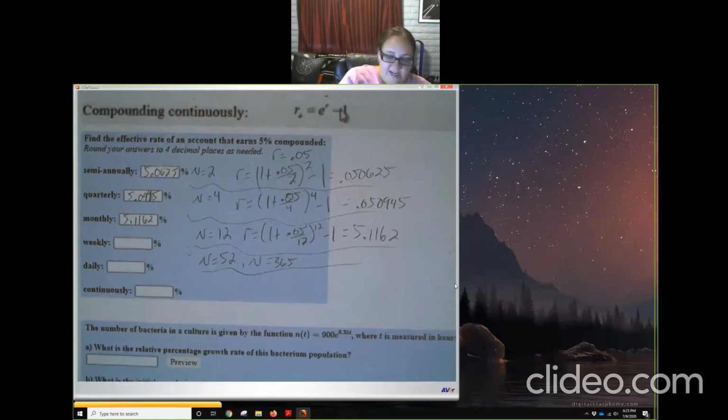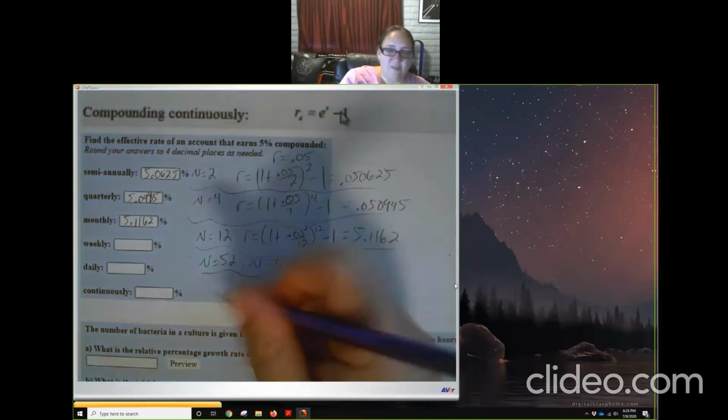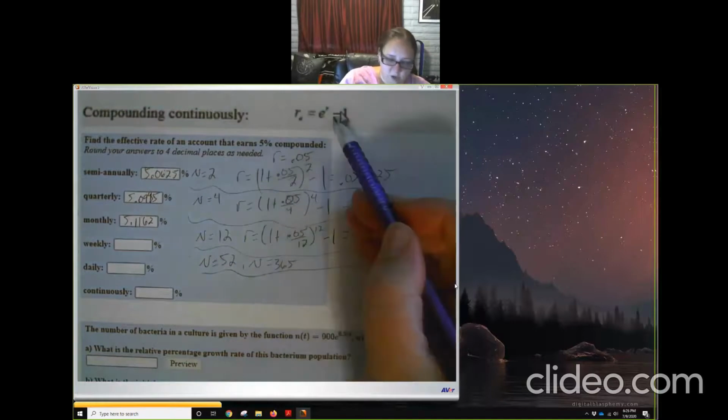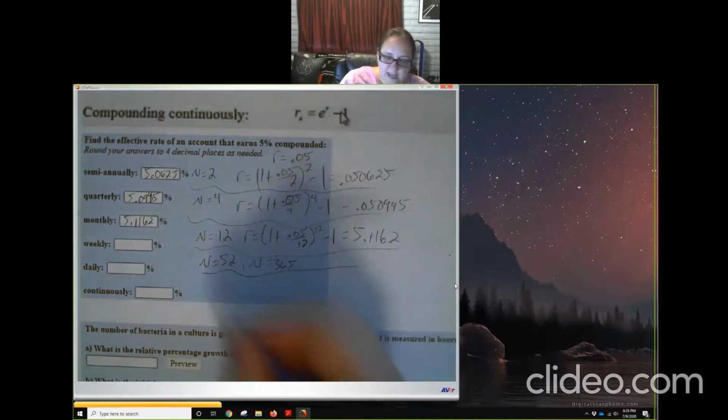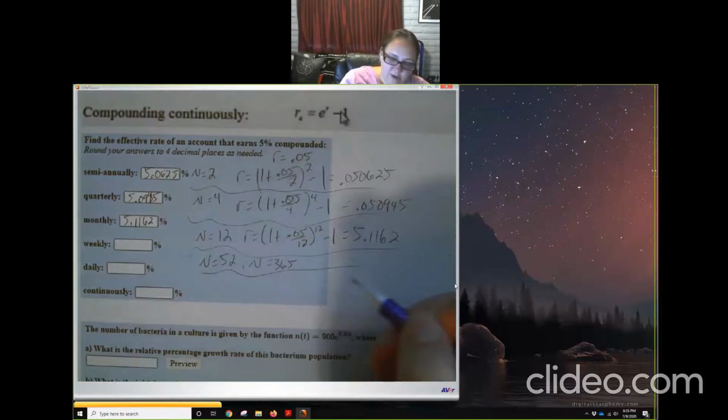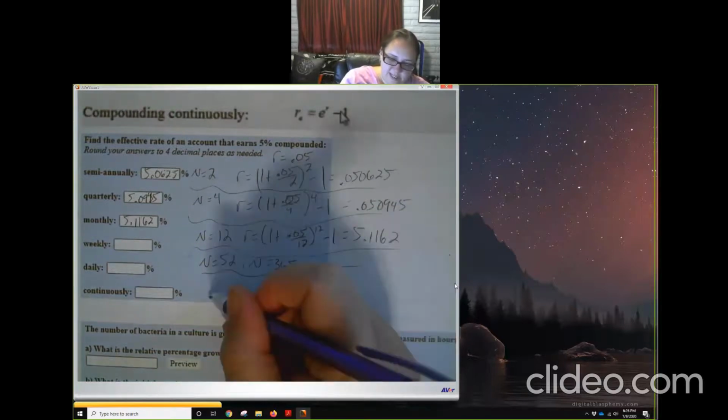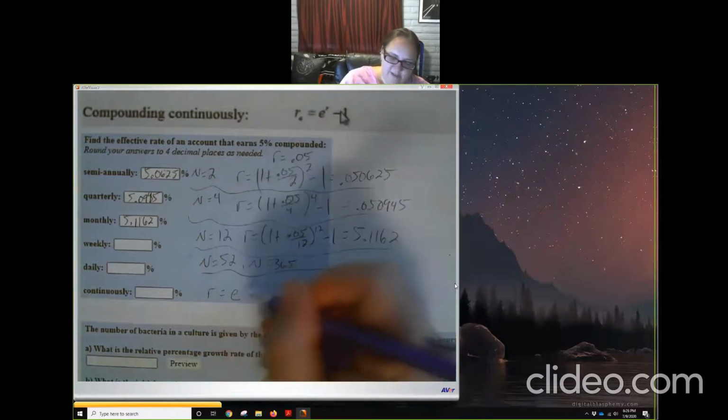So for compounding continuously, you would do the second formula, e to the r minus 1. So my rate here was 5, so this would be e to the 0.05 minus 1.